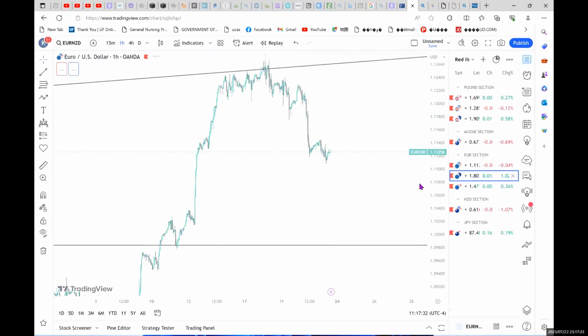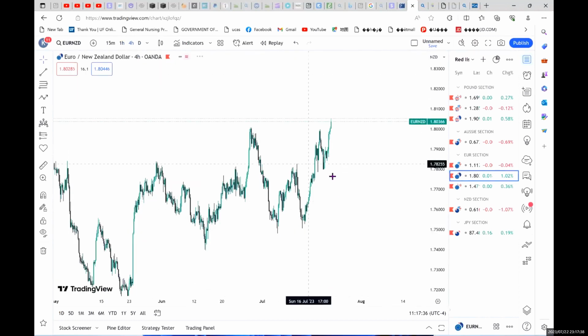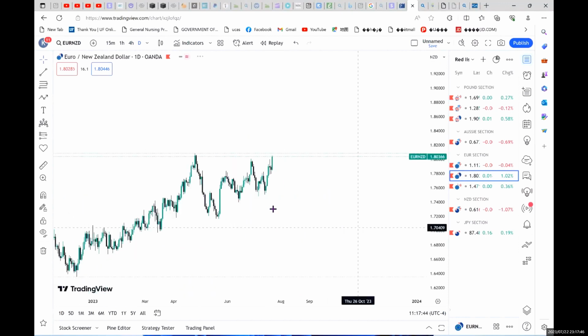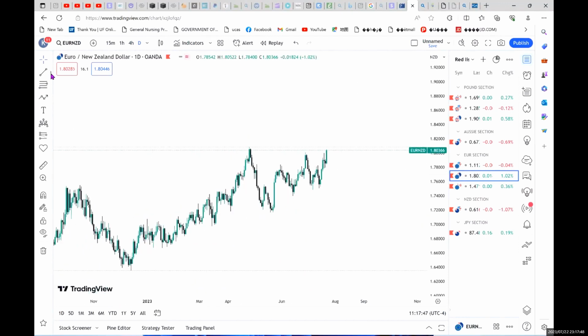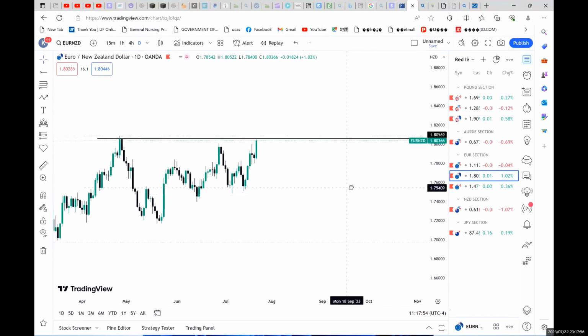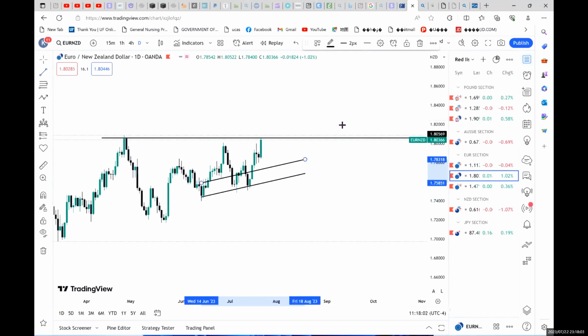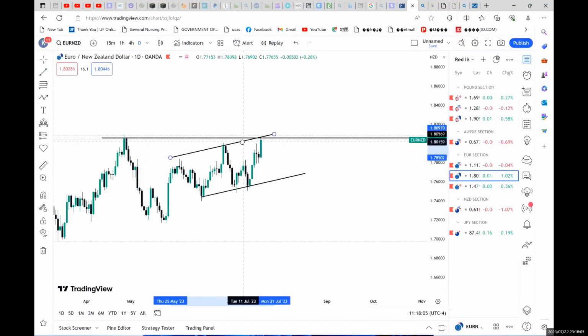Let's move on to EURNZD. So last week we were looking for buys on EURNZD, and you can see EURNZD played out really well. Let's go to the daily time frame. So we were looking for price to come back up into the highs here, and you can see that price did get to that area. I'm going to mark up the charts a little bit similar to how I had it last week, because we're still within this area here.